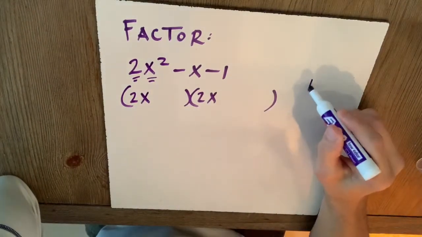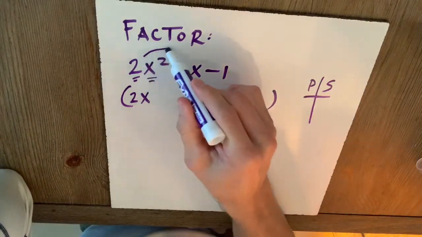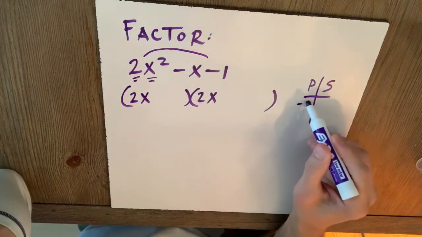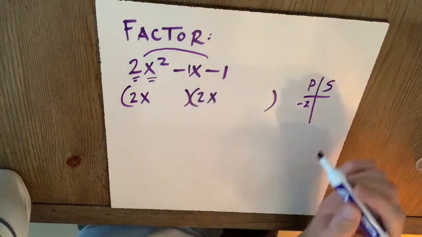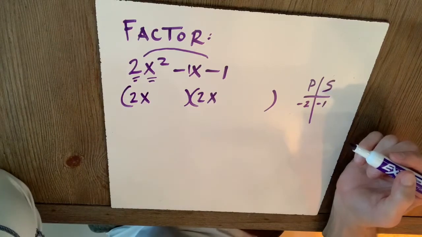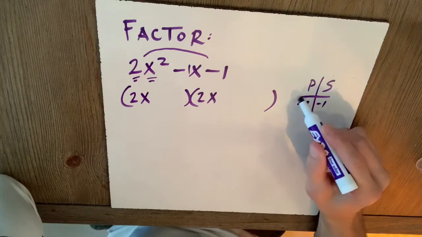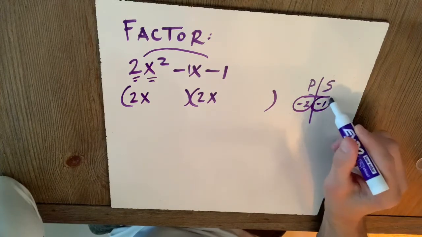Now I'm going to play this product sum game. The product of the first and the last is negative 2. And the sum is in the middle, negative 1. I'm looking for two numbers that multiply to negative 2 and add to negative 1.